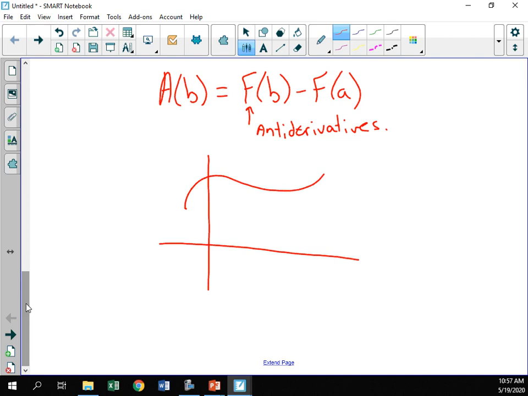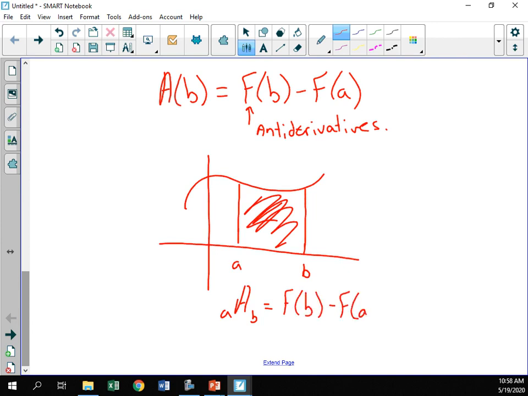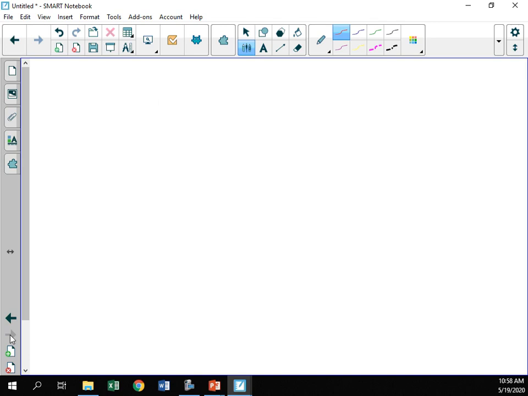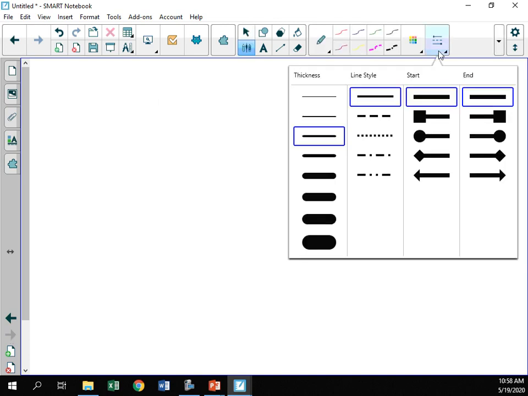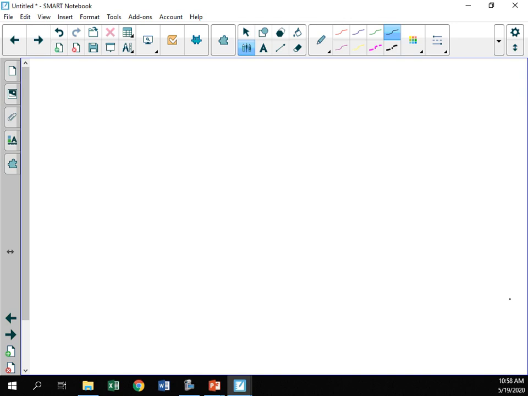So here's my curve, and what I'm saying is if this is A and this is B, the area under here from A to B is equal to f at B, the antiderivative, minus f at A. And so that's how we're going to set this up. So I'm going to do an example. You don't need to know the proof of this. I will post a video with a really good proof of it.